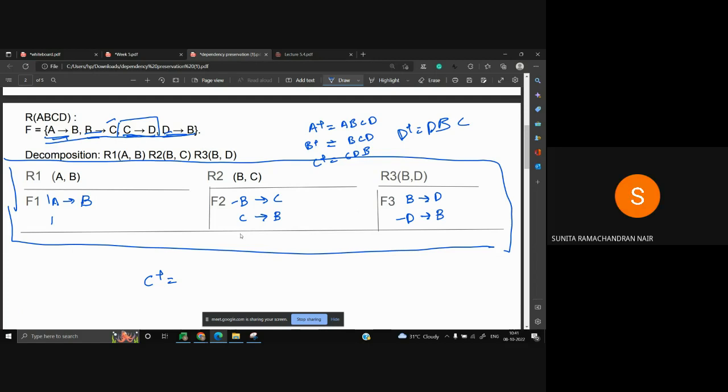C, B, D. From C determines B we get B, and from B determines D we can get D. So you can write C determines D, you will find D, right? So C determines D is preserved. So this is dependency preserving. This is the process of finding and checking whether the dependency is preserved or not.